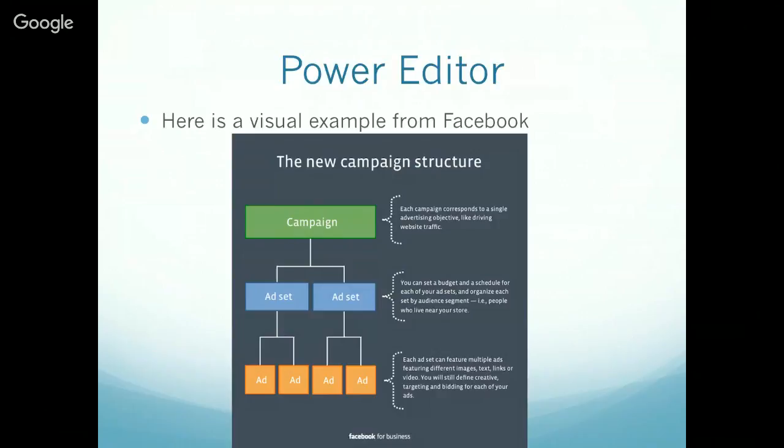Each ad set can feature multiple ads featuring different images, text, links, or video. You still define creative, targeting, and bidding for each of your ads. So that's basically the layout of how the Facebook ad process works. Maybe a little confusing, but as I demo it, it'll make a whole lot more sense.